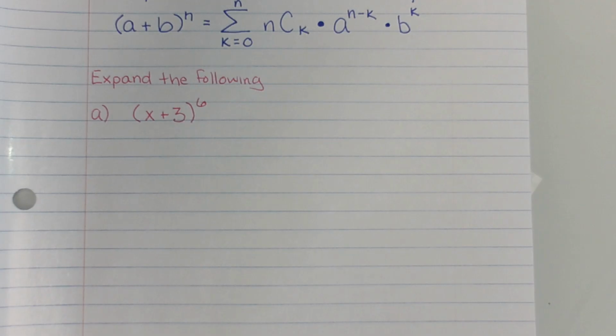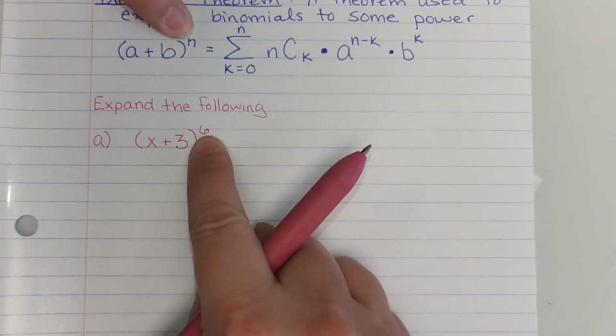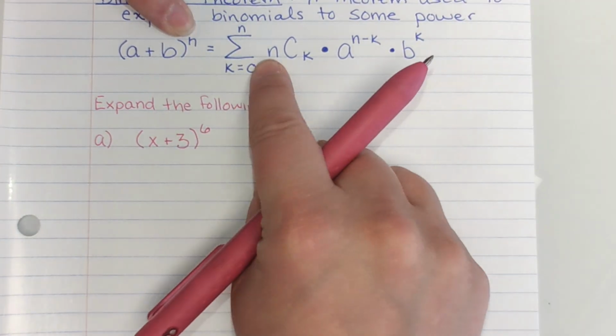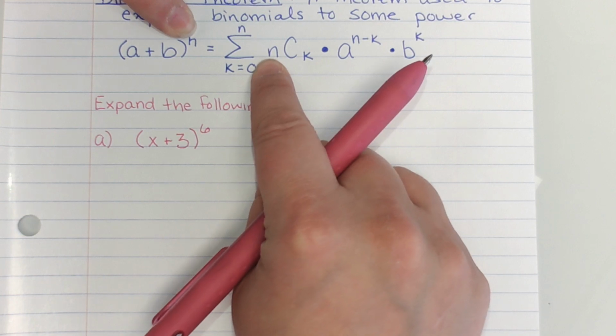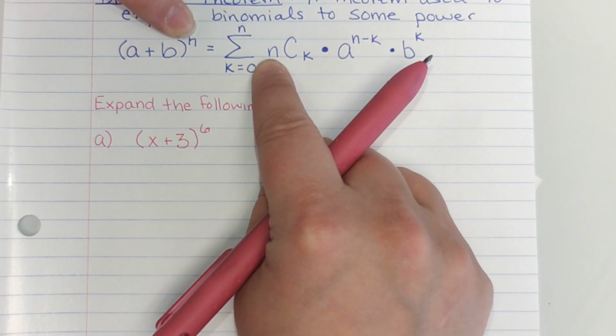So, things we have to pay attention to. In the binomial theorem, the power that's on the binomial is n. N is the first number in the combination. The first number in the combination tells you where to look in Pascal's triangle.